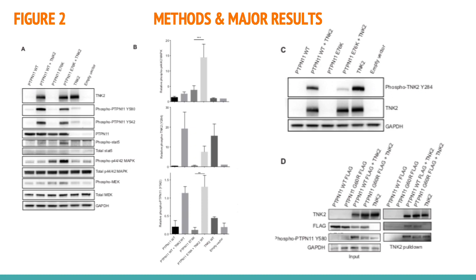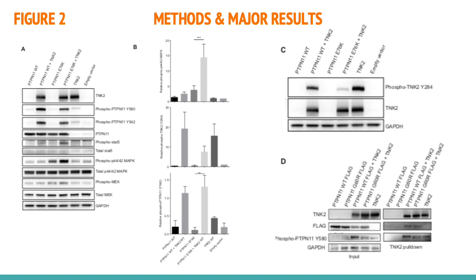And then over here in figure B, that's where we see, again, the same thing. We see when they're co-expressed and there's a mutant PTPN11, then we get a lot more activity of the phosphorylation of the MAP kinase pathway. And then we also see that there's reduced phosphorylation of TNK2 at Tyr284, and we see that here when they are co-expressed.